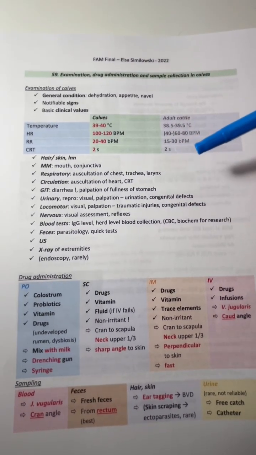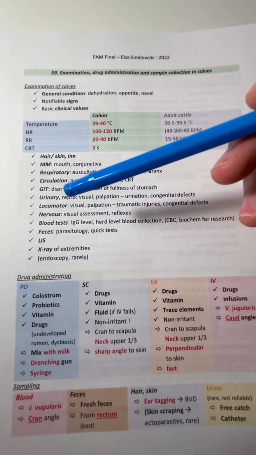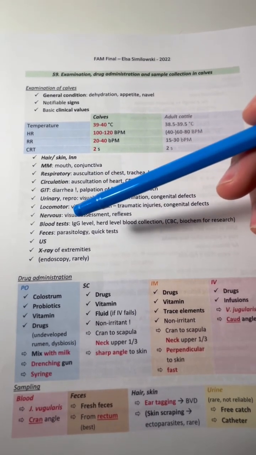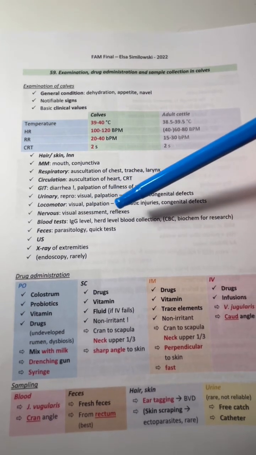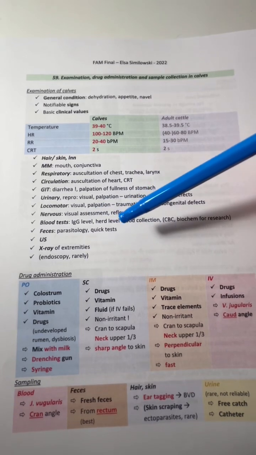You can also test things like their urinary system, the locomotor, and the nervous system. And you can do blood tests for immunoglobulin levels, as well as the herd level blood collection. And for feces, you can do parasitology and quick tests.